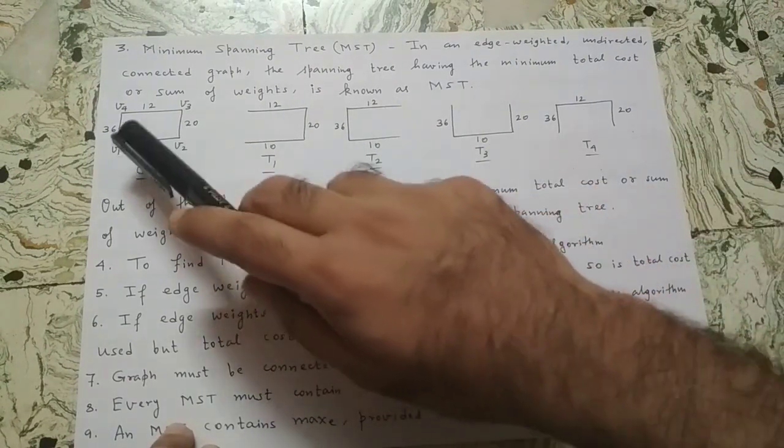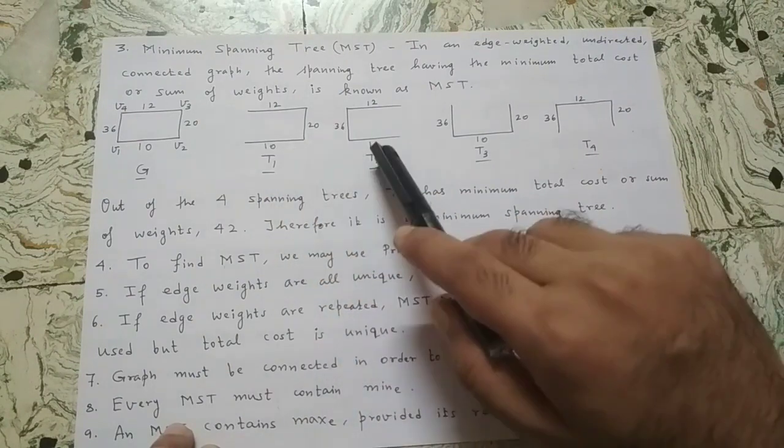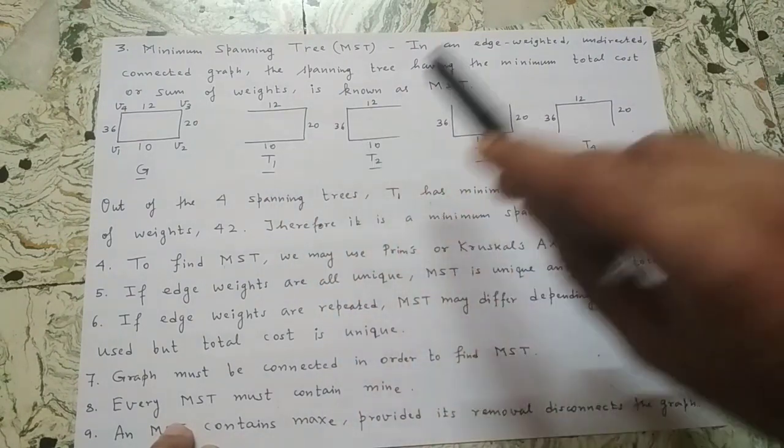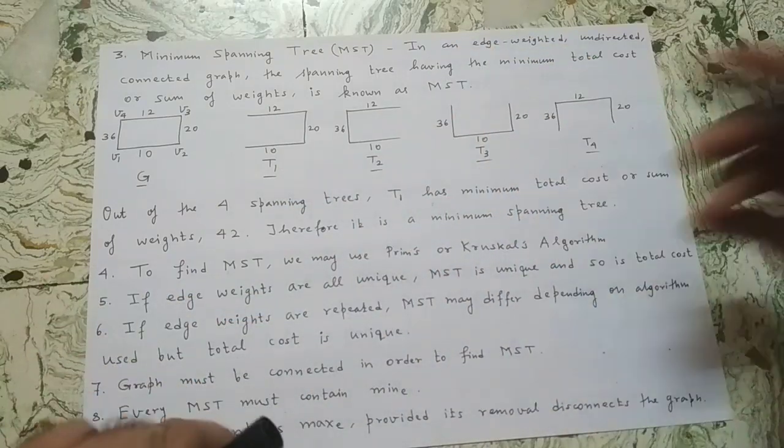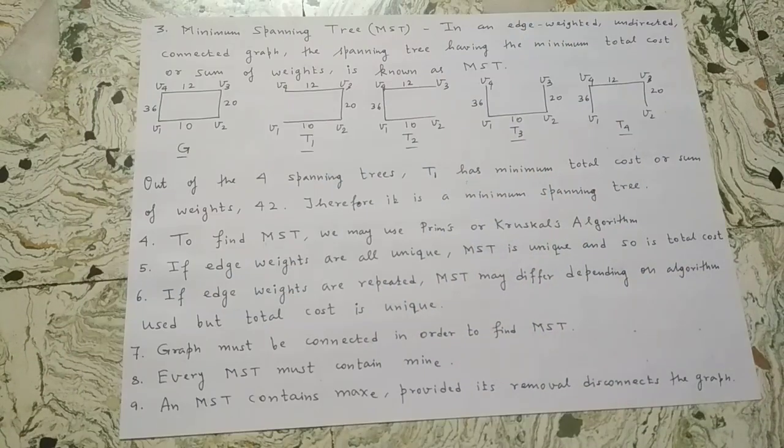See, graph G has 4 vertices. Graphs T1, T2, T3 and T4, all of them have 4 vertices as well. Although I have not labeled them, you can probably understand that. Okay, I'll just label it for you. As you can see, all the vertices have been labeled.